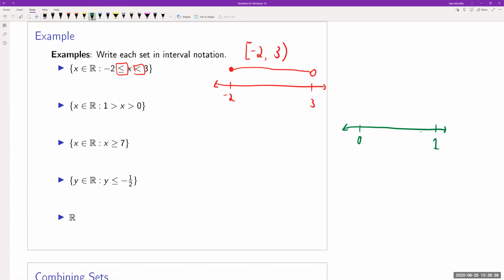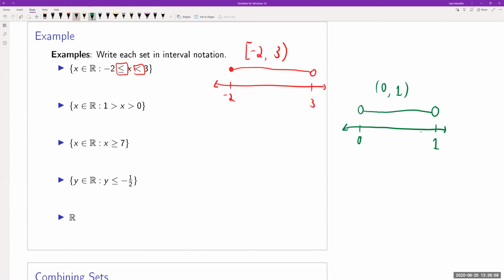I don't want to include either, so I'll put open circles in both cases. And in terms of interval notation, 0, comma 1. You can't put 1, comma 0 because that's not in the correct order. It needs to be from the lower endpoint to the higher endpoint.